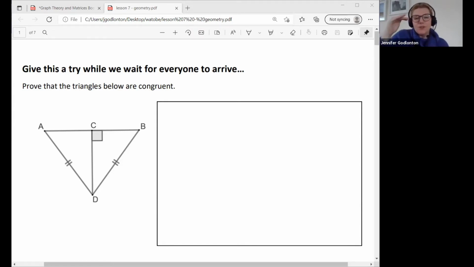Remember when you're doing this to follow all the steps. So write which triangles you're starting with, give your 3 reasons, and then give your conclusion at the end. And make sure when you give your conclusion that you give your reason for congruency.